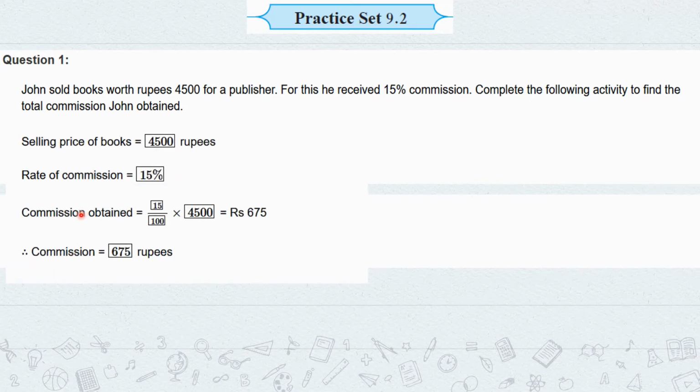Let us solve this. Selling price of the book is 4,500. Rate of commission given in the question is 15%. To find the commission obtained, we do 15 upon 100 into 4,500. Note one thing, commission is always found out on the selling price. So 15 upon 100 into 4,500 is rupees 675. So the commission in rupees is 675.